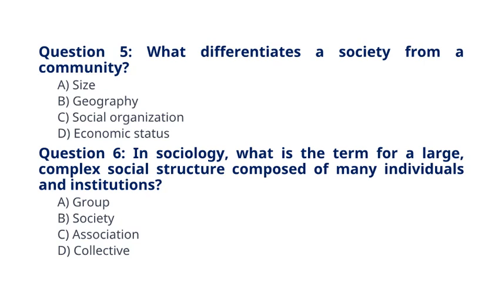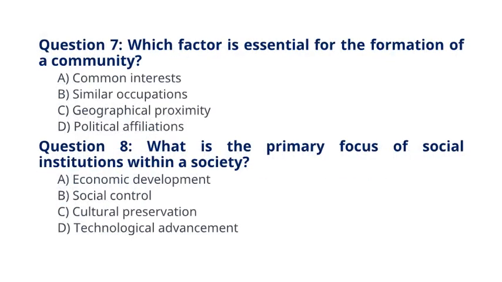Question 6. In sociology, what is the term for a large, complex social structure composed of many individuals and institutions? A. Group. B. Society. C. Association. D. Collective. The correct answer for question 6 is option B. Society.